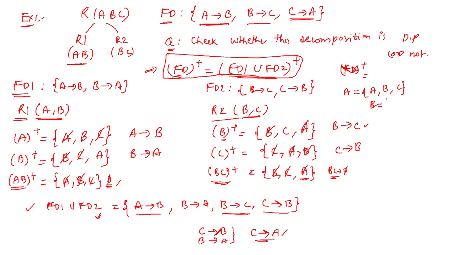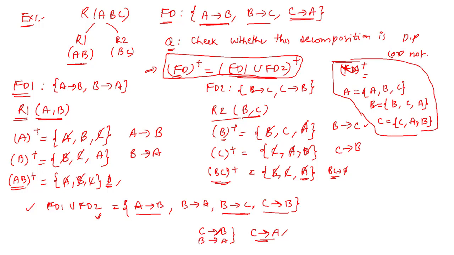B can determine B itself and B can determine C here. B can determine C and C can determine A. And then calculate the closure of C here. Then C can determine itself, then C can determine A in this equation, then A can determine B, right? So this is the closure of FD, fine.